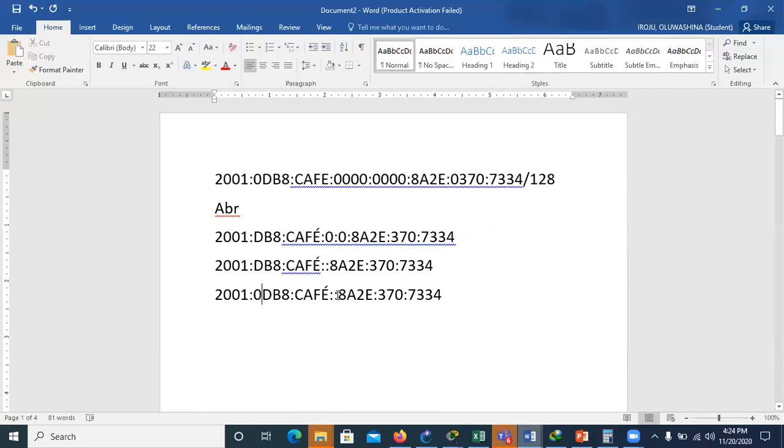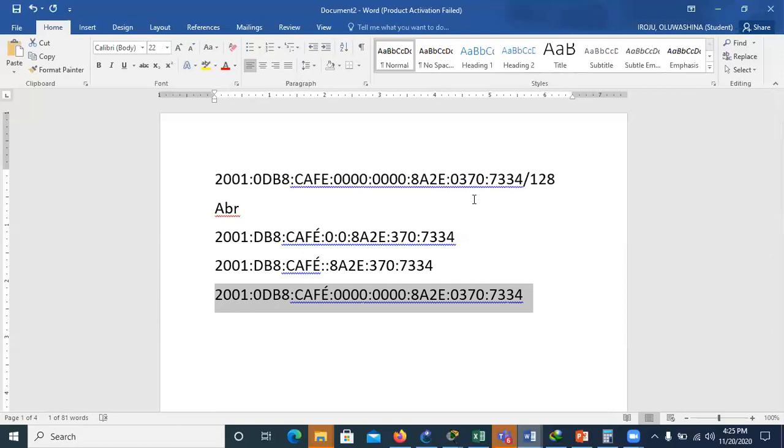So how can I know the number of zeros that have been abbreviated? Just calculate. 1, 2, 3, 4, 5, 6. Normally we should have gotten 8, but here we are having 6. So which means that 2 groups of 16 bits of zeros have been abbreviated. To have that back, I just have to make it 8 groups: 1, 2, 3, 4, colon, 1, 2, 3, 4. If I calculate, 1, 2, 3, 4, 5, 6, 7, 8. But here it is 3 digits, put 0, 8, correct? If you compare this with the initial address given, you will see that it's 100% correct. This is how to compress and decompress an IPv6 address.